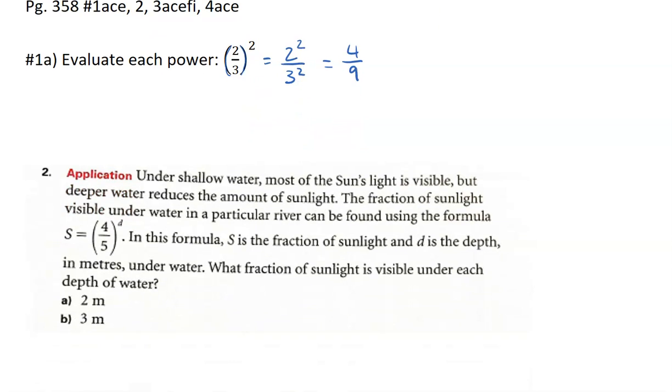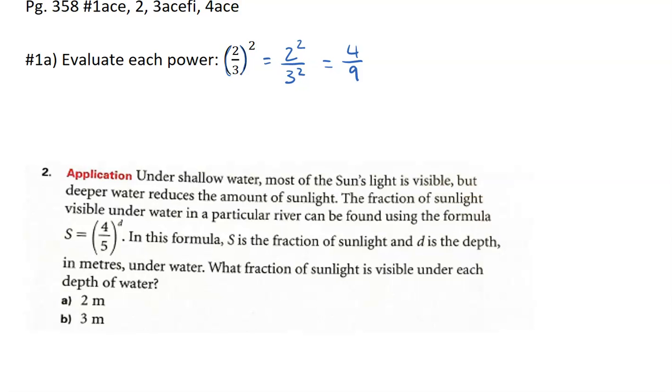Number 2 says, under shallow water, most of the sun's light is visible, but deeper water reduces the amount of sunlight. The fraction of sunlight visible underwater in a particular river can be found using the formula S equals 4/5 to the power of D. And it says then, in this formula, S is the fraction of sunlight, and D is the depth in meters underwater. What fraction of sunlight is visible under each depth of water?